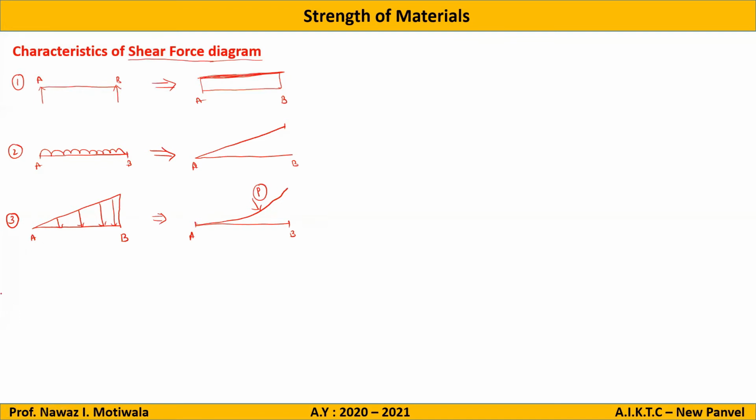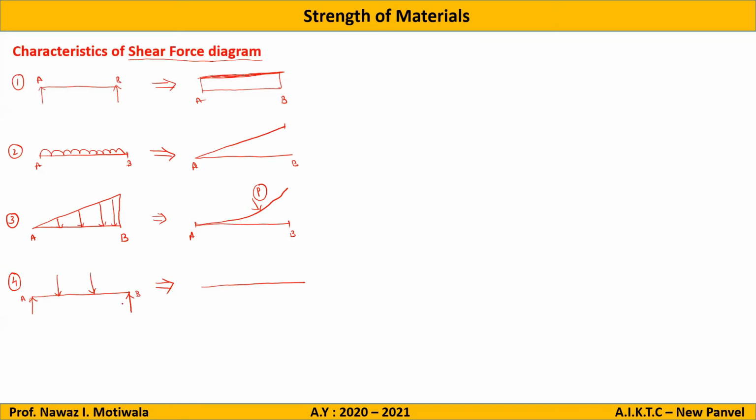If there are point loads acting, let us say there is a point load here, there is a point load here, there is a point load here, and there is a point load here. So this characteristic says that wherever there is a point load acting on a beam, at that point the shear force value changes drastically and it is shown by a vertical line. So what happens here? Let us say this is beam AB.